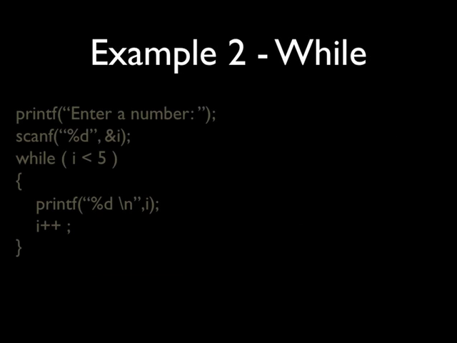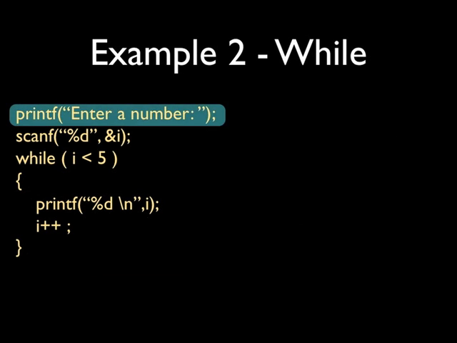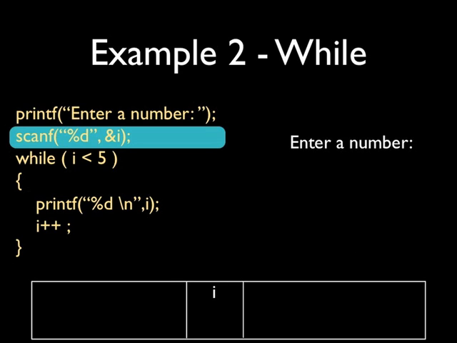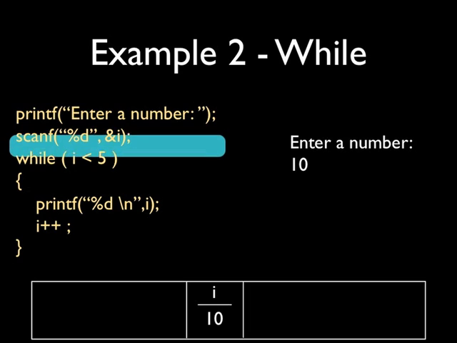So we're going through another example now. So the exact same code, but we're going to enter in a value. We're going to try a different number this time. We're going to try the value of 10. So we set up our I in memory. We type in 10, which gets stored into I.